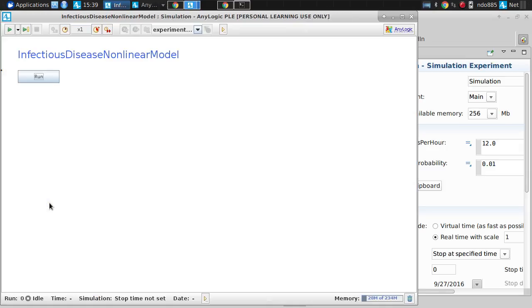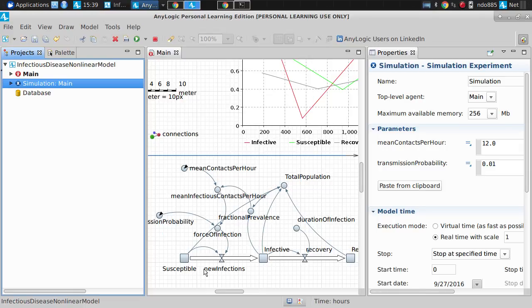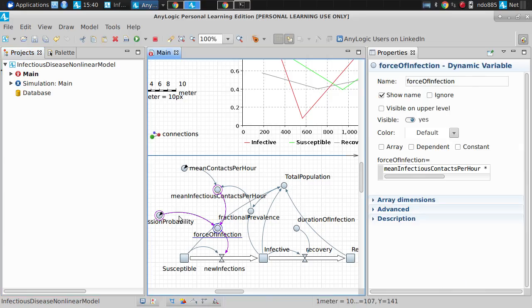How do you think this will change things? What was the force of infection before? It was just a fixed value. What is it now? What does it depend on now? If we trace back all these links, what does it depend on? The mean contact power and the transmission probability. Okay, yes, it depends on those, but what else does it depend on? So yes, it depends on this, and this depends on that. What else? Prevalence, which depends on?